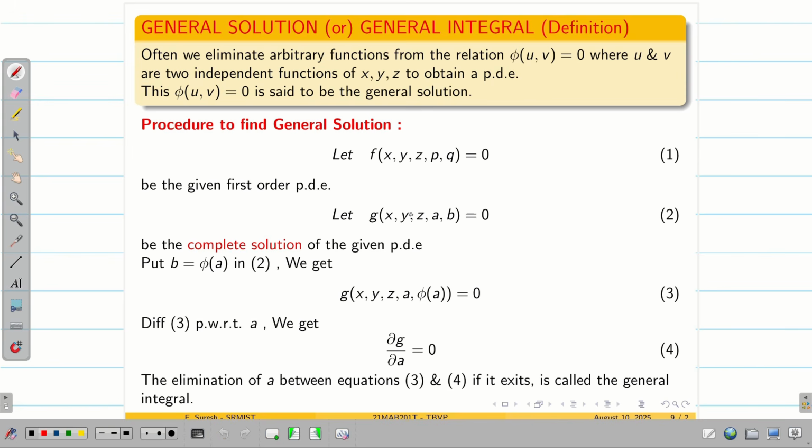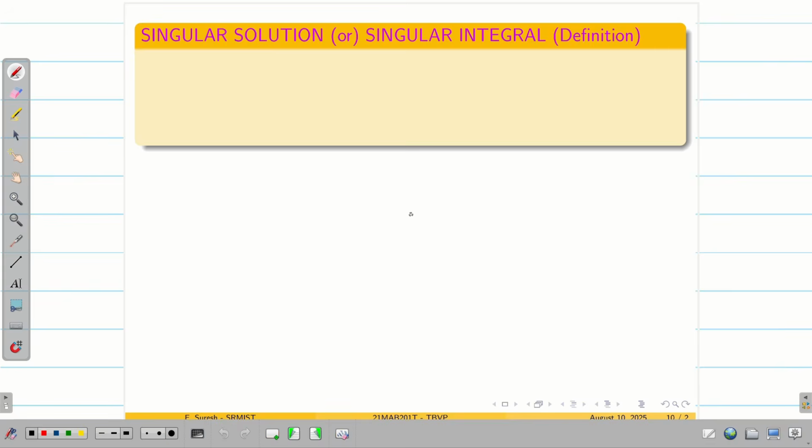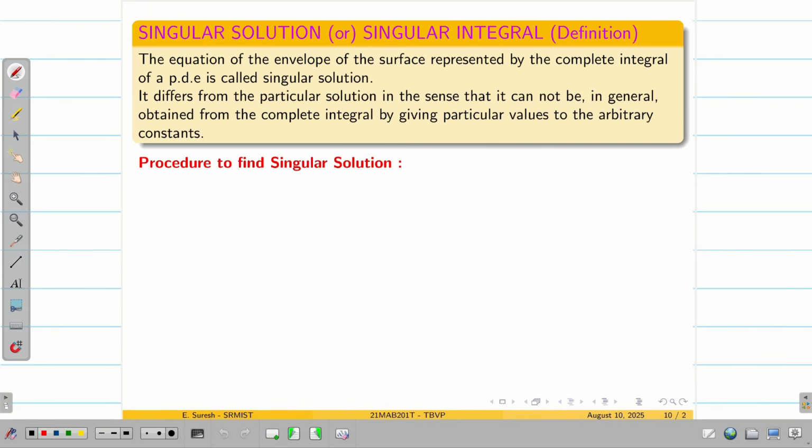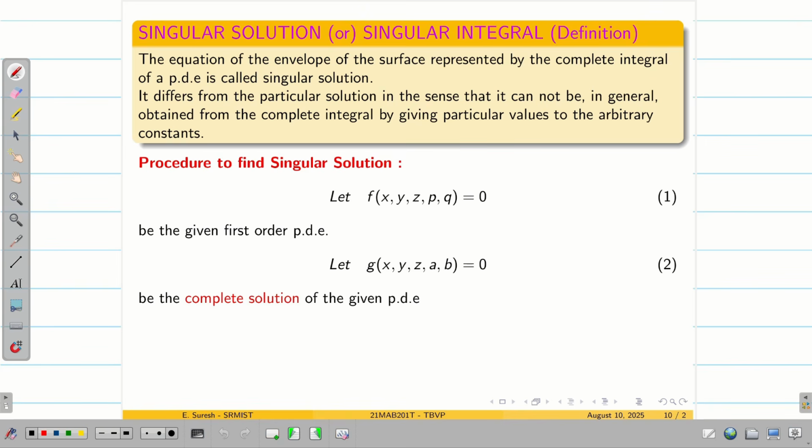You can see the typed version. Next, finally, we have the singular solution. For the singular solution also, we take the same PDE and the complete solution is this. Now, in the general solution, we write b in terms of a. Here we are not going to do this.